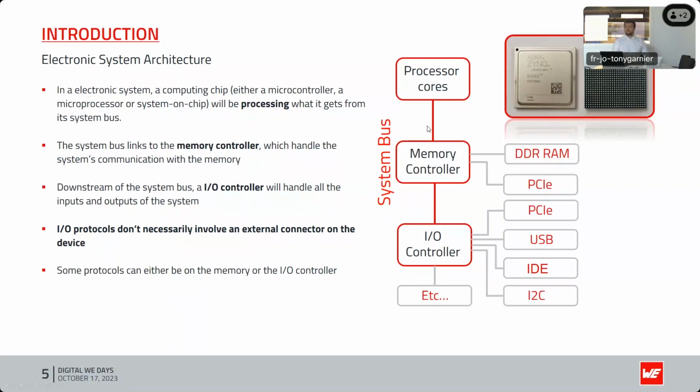Then downstream of this memory controller, you will have an I/O controller. The I/O controller will handle all the inputs and outputs of the system, which are not the inputs and outputs of the final product, because I/O protocols don't necessarily involve an external connector. It can also be to an internal peripheral. Some protocols can be found either on a memory controller or on the I/O controller. For example, PCI Express on some processors will be on an I/O controller, and on some others, it will be on a memory controller.